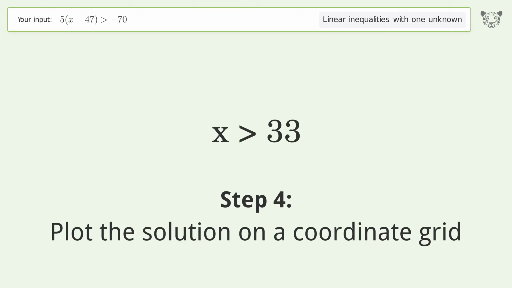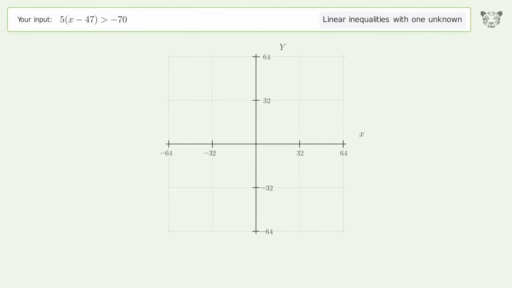Plot the solution on a coordinate grid. And so the final result is x greater than 33.